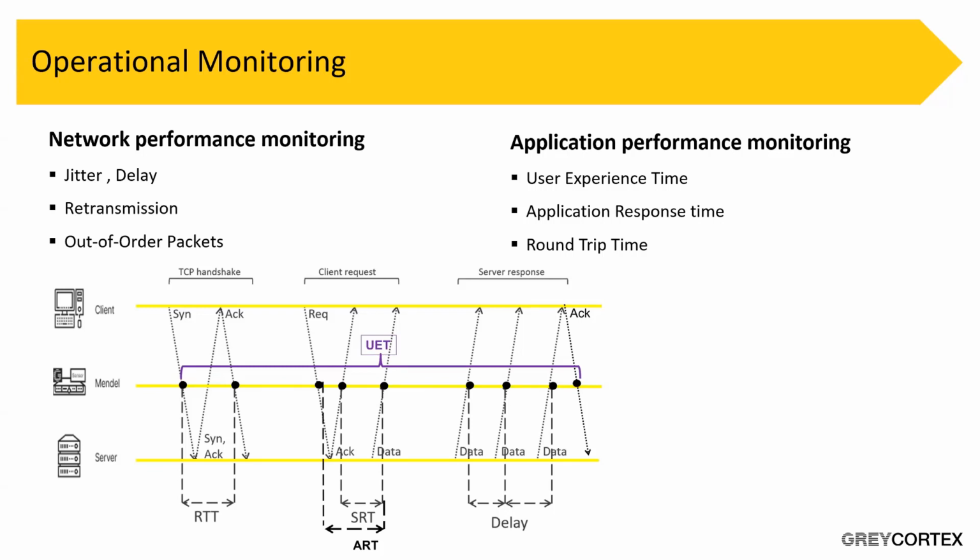What we do is we measure the round trip time in the network, and we can see it between the SYN and the ACK, because there you have the complete round trip time. If you measure it between the SYN and the SYN-ACK, you have the server part, and if you measure it between the SYN-ACK and the ACK, you have the client part. But in the meantime, we have to see it together.